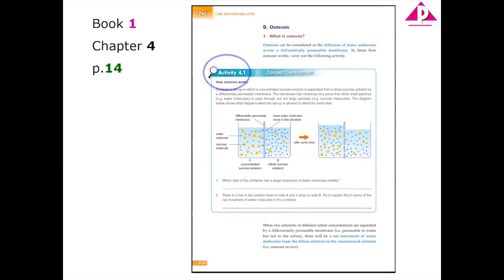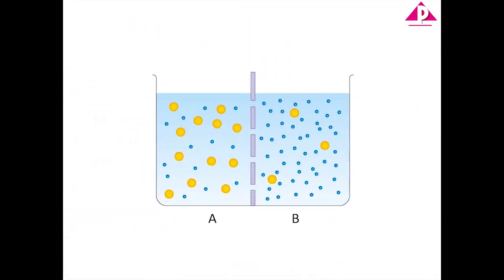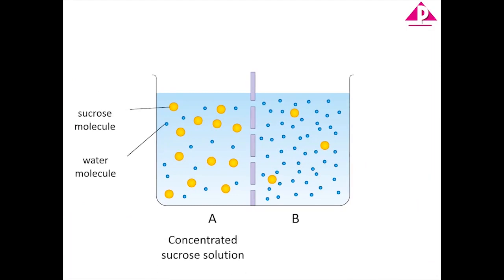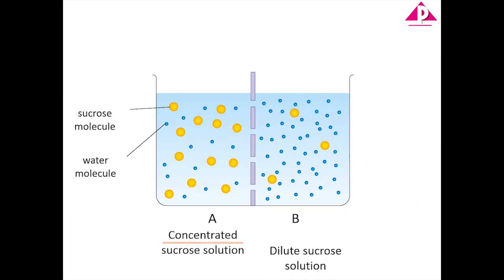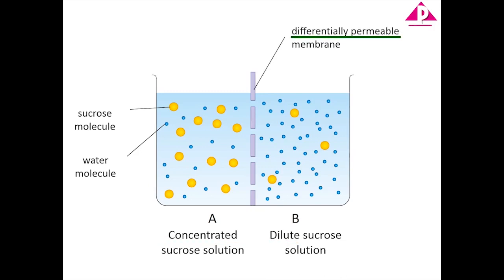First, let us take a close look at the experimental setup shown on the screen. Note that there are two types of sucrose solution in the container. The one on side A is a concentrated sucrose solution. The one on side B is a dilute sucrose solution. The two solutions are separated from each other by a differentially permeable membrane.